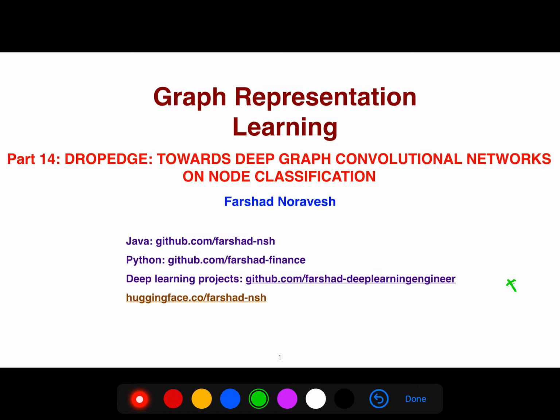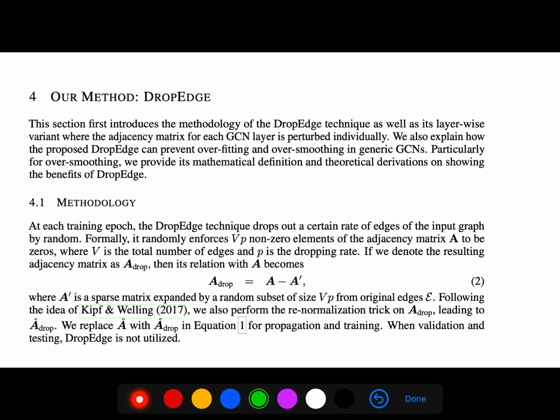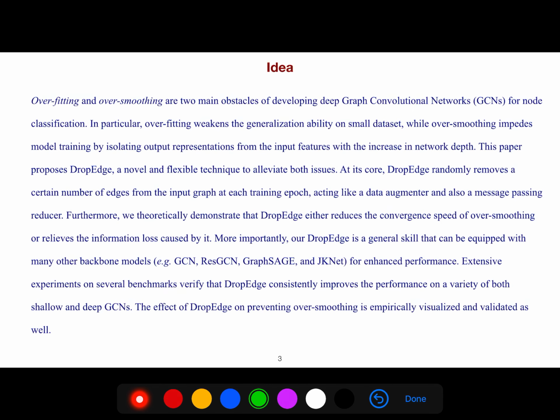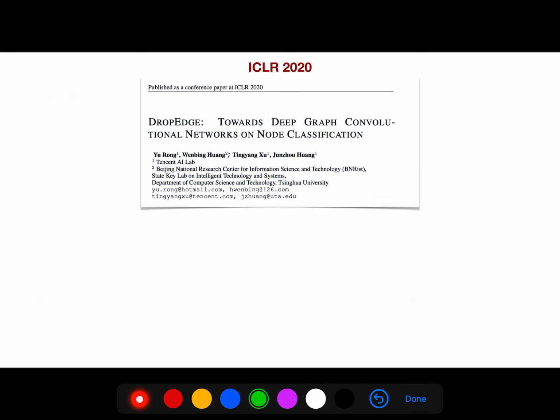Alright, so in this video I'm gonna be explaining this important article, "DropEdge: Towards Deep Graph Convolutional Networks on Node Classification", from ICLR 2020, DropEdge.